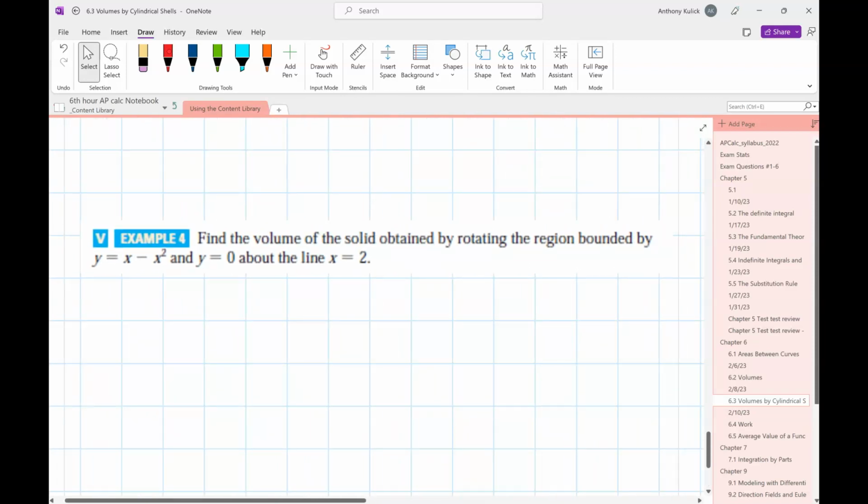Next one. No picture this time. We're going to have to supply our own. Should be able to do this relatively easily. What does y equals x minus x squared look like? It's a parabola. Which way does it open? Down, because the x squared is negative. What are the x-intercepts?